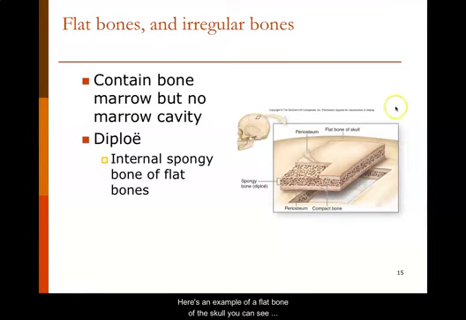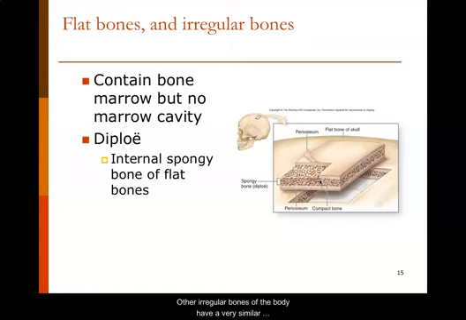Here's an example of a flat bone of the skull. You can see that the superficial surface of the bone is going to be compact bone, and the deeper surface of the bone is going to be compact bone. Periosteum is still going to be covering the bone on all surfaces, but the inside of the bone has this spongy network. The spongy bone of the flat bones of your skull is sometimes referred to as the diploe. It does contain bone marrow in all of those little cavity spaces. We have red bone marrow in the diploe, but there's no marrow cavity. There's no yellow bone marrow in these flat bones of the skull.